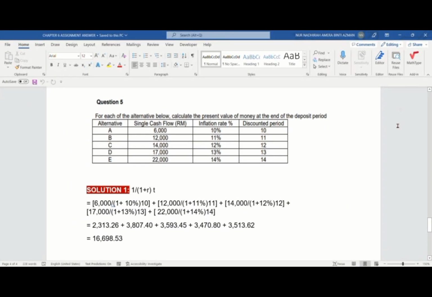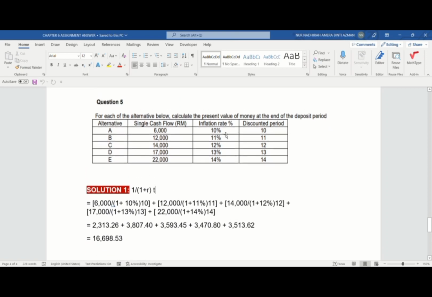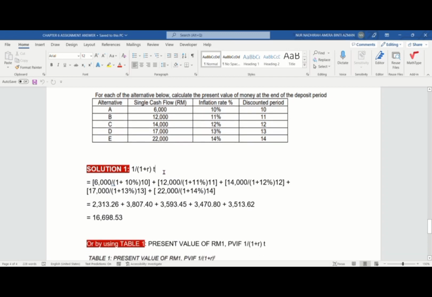Thank you. Hi everyone. For the last question, it will be presented by me, Nadhirah Amera. Question 5 asks us to calculate the present value of money at the end of the deposit period. From the question, we know that the present value interest factor is used to calculate a single cash flow. Therefore, this formula can be used to calculate the present value of money.